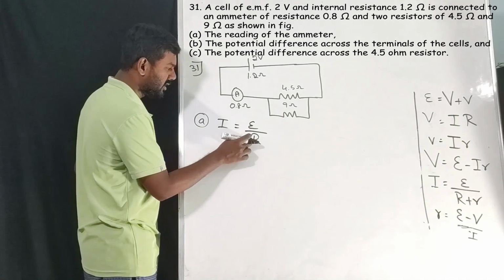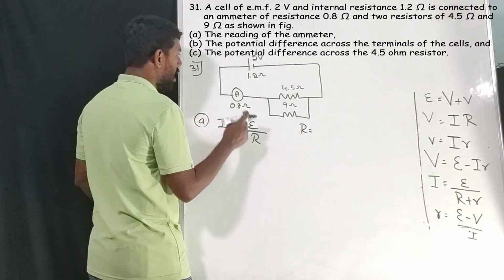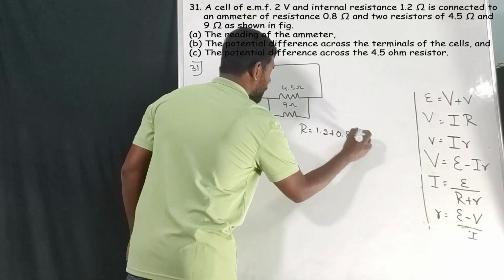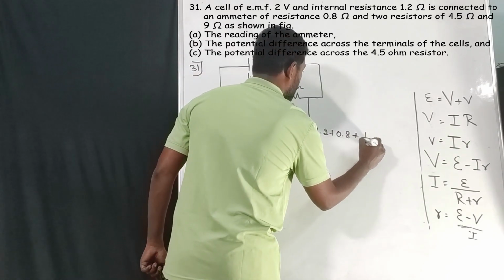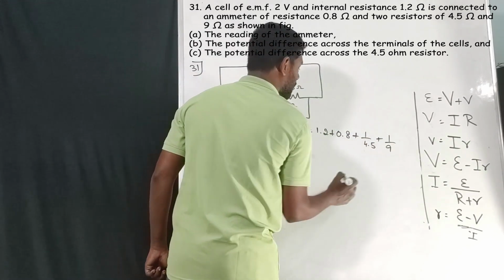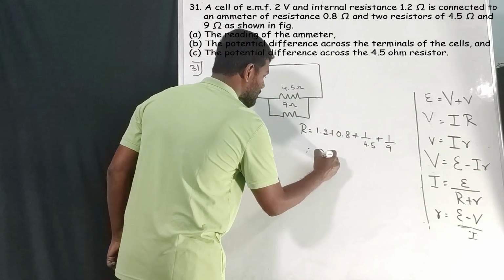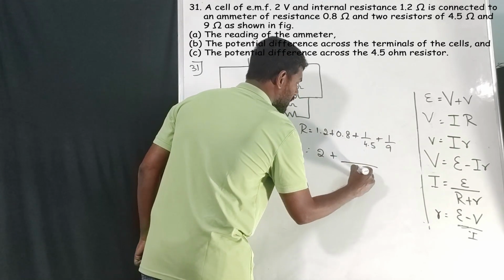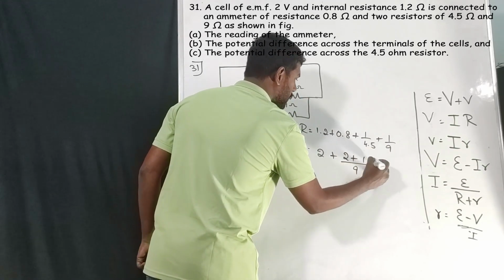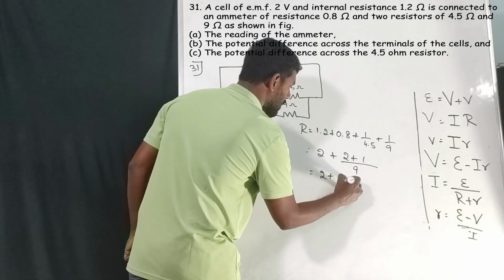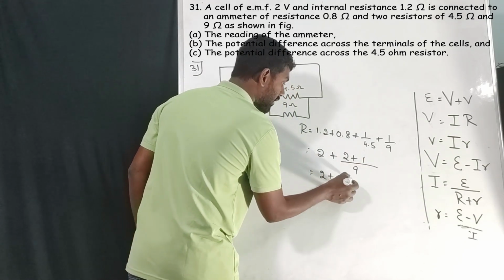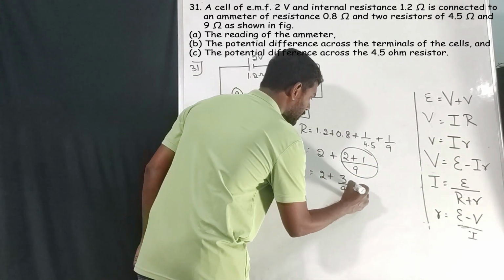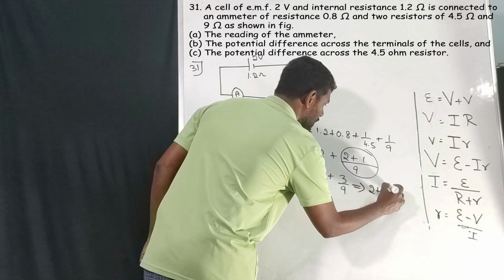Okay, now listen. So this R is nothing but 1.2 plus 0.8 plus these two, correct? That is nothing but 1 by 4.5 plus 1 by 9, correct? If we solve these two, see, LCM will be 9 and this will be 2 plus 1, so 2 plus 1, that is 3 by 9. We have to take the reciprocal of it, right? We are doing a parallel connection. We have to take the reciprocal.